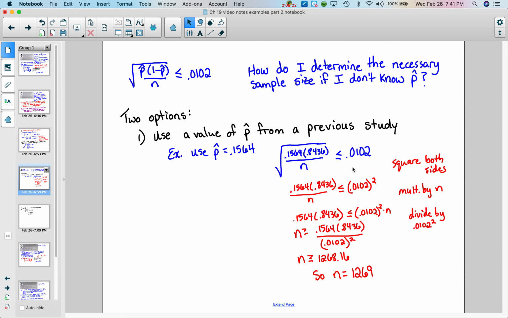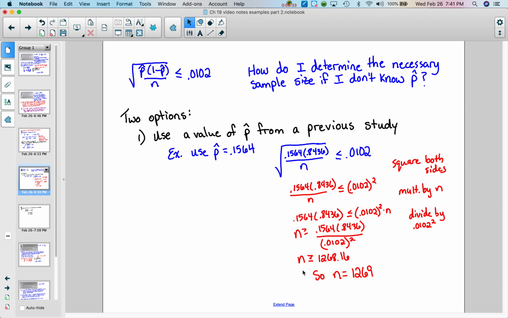Now, I went through all the steps for you. I'm only doing this once. This is algebra. So what did I do? I squared both sides, and you can see that. Then I multiplied both sides by n, because I didn't want the n to be in the denominator. Then I wanted to get the n by itself, so I divided both sides by 0.0102 quantity squared. I just switched it over, so n is greater than or equal to this. And then I grabbed my calculator and worked it out.